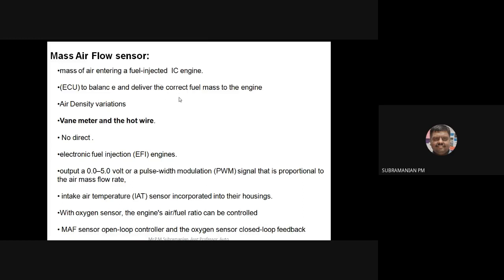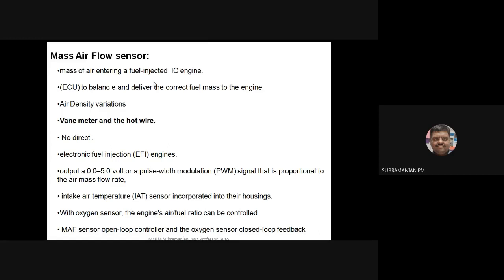So you can see here, correct fuel mass to the engine. By using the input from the mass airflow sensor, the electronic control unit will be delivering the correct fuel mass to the engine. So the ECU will get the input from the mass airflow sensor. Then it will activate the fuel injector. That is, it will be sending signals. Signals means they can be electric signals, okay? So it will send them to the fuel injector to inject the correct amount of fuel, okay?